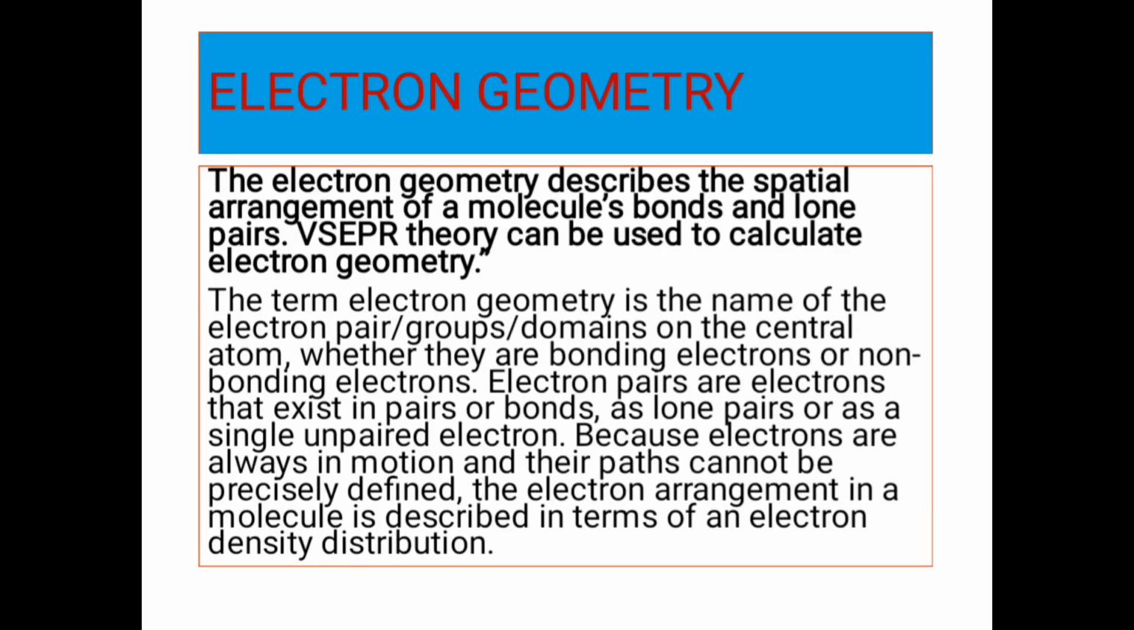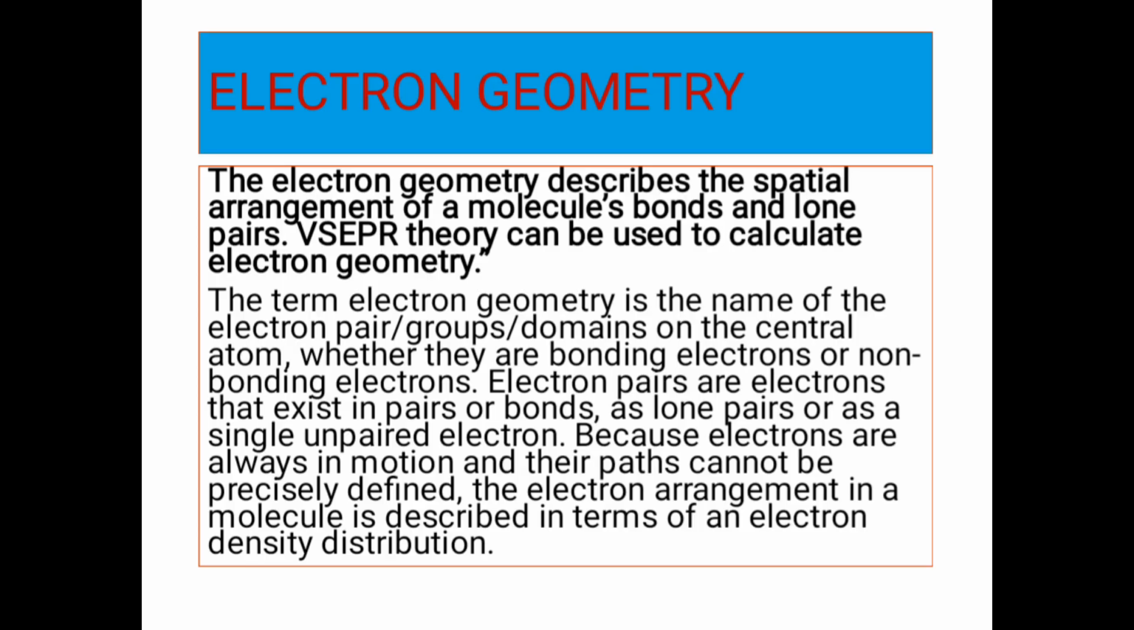Okay, so let's look quickly at the electron geometry. We have been talking about molecular geometry, and of course we have talked about electron geometry at one point. But to make it clearer, electron geometry describes the spatial arrangement of a molecule's bond and lone pairs. VSEPR theory can also be used to calculate electron geometry. The term electron geometry is the name for the arrangement of electron pairs or groups or domains on the central atom, whether they are bonding electrons or non-bonding electrons.